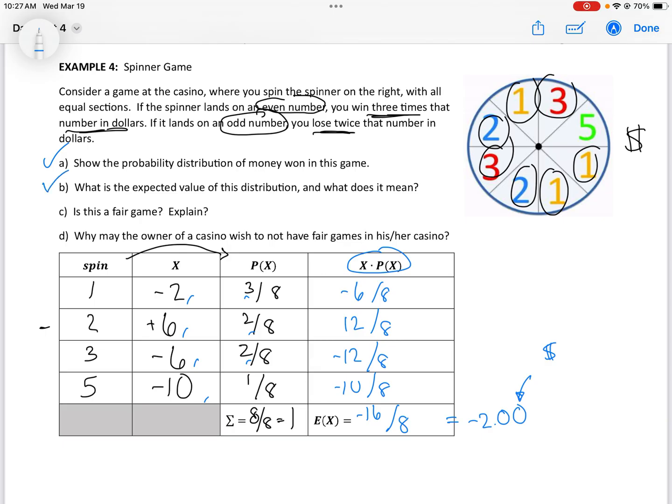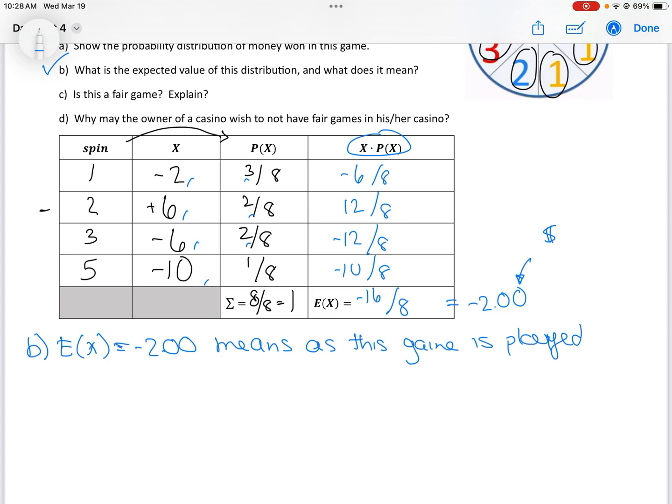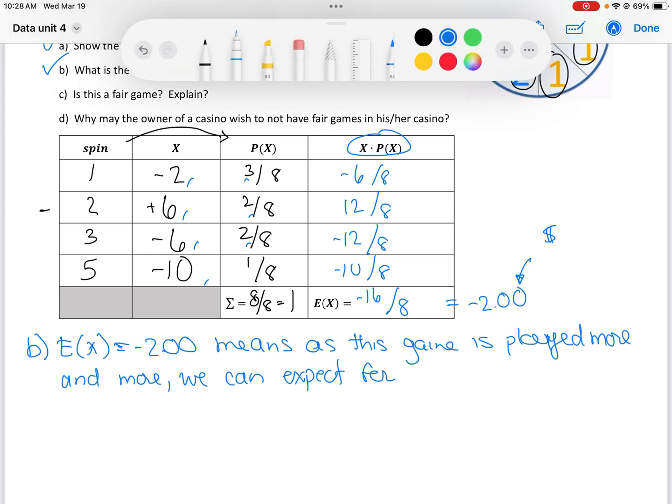We calculated the expected value. Now let's interpret, what does this mean? So the expected value of negative $2 means, as this game is played more and more, we can expect, let's say, to lose $2 each time.